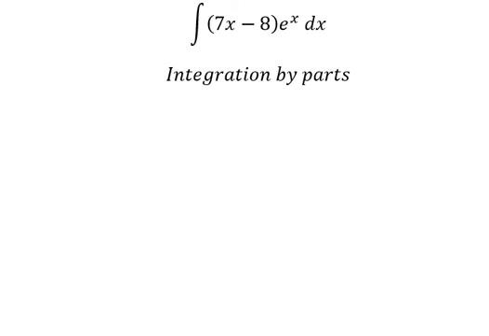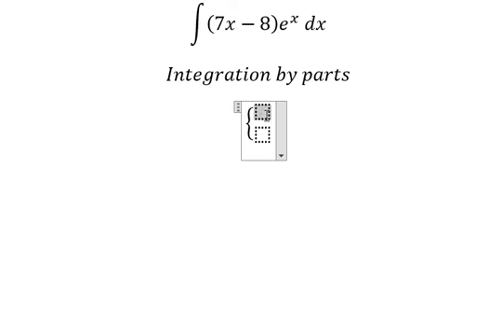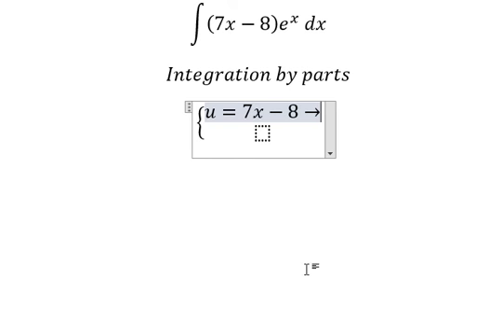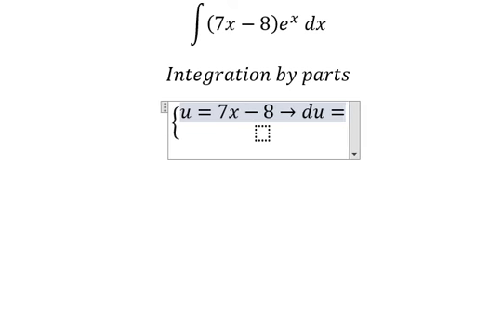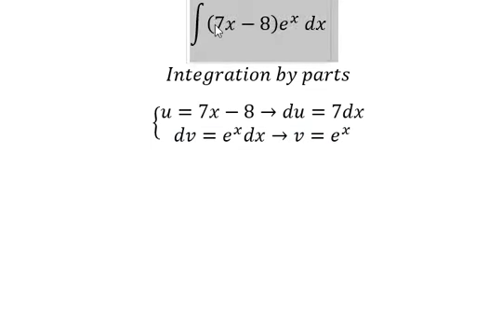So I will put u equals 7x minus 8. Later, we need to do the first derivative for both sides, and we have du equals 7 dx, and dv equals e to the power of x dx. The integration of this one, we have v equals e to the power of x.